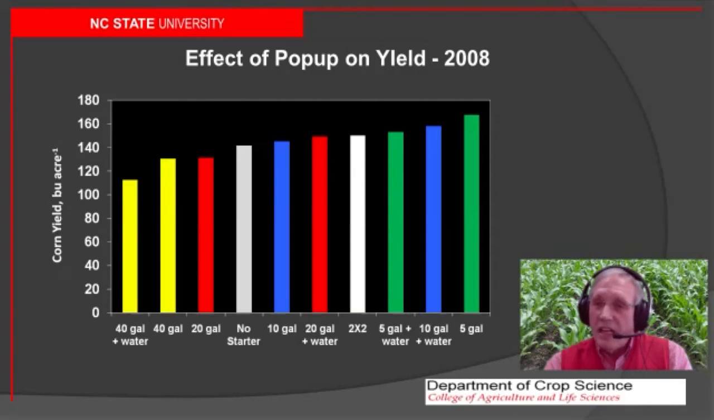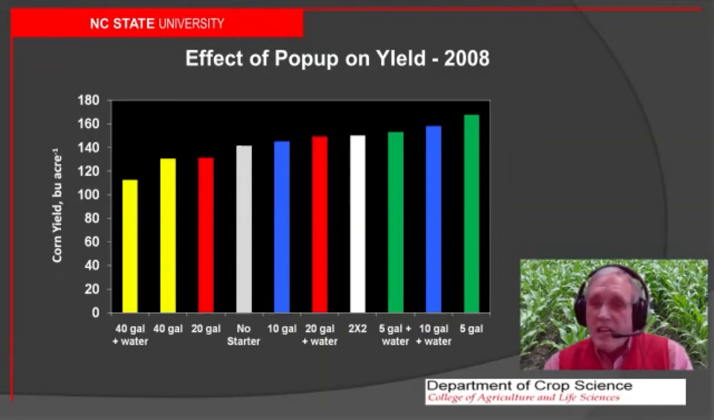So we're using an 11-37-0 here, and we're putting it at different rates. So there's 5 gallons under the seed. There's 10 gallons. I mixed it half and half with water. So that's 5 gallons of actual fertilizer. The rest is water. 5 gallons plus water, that's 2.5 gallons of fertilizer. Here's 10 gallons in a 2x2 band. Then I got 20 gallons. So that's 10 gallons of fertilizer mixed with water. There's 10 gallons straight. No starter. 20 gallons, 40 gallons, 40 plus water.